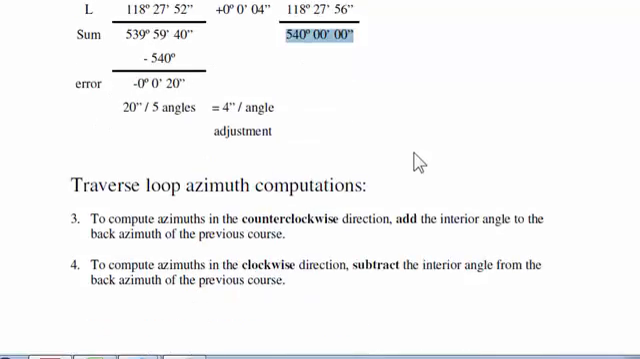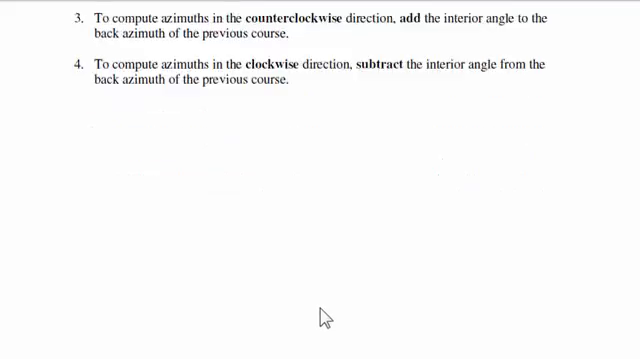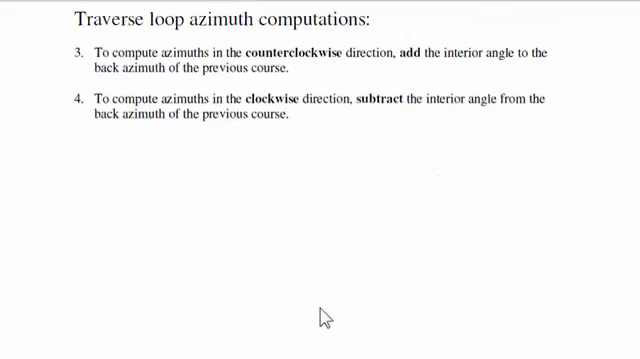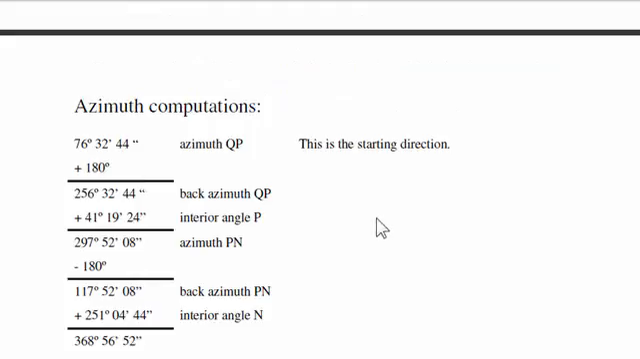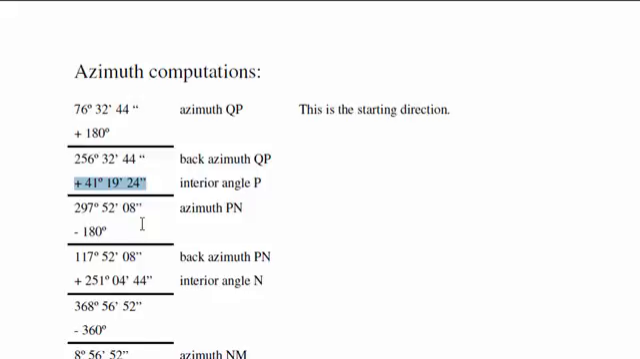We need to generate azimuths for each side of that loop. We have a simple rule that you can see listed here on the bottom of page 42. Two rules, one for counterclockwise computations and the other rule for clockwise computations. This is an example of the azimuth computations. We started with 76:32:44 for the azimuth of QP, and as we progress in the counterclockwise fashion around this loop, you can see us applying the interior angle at each vertex to the back azimuth of the previous course.